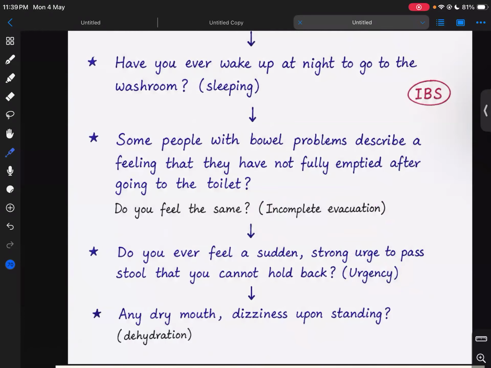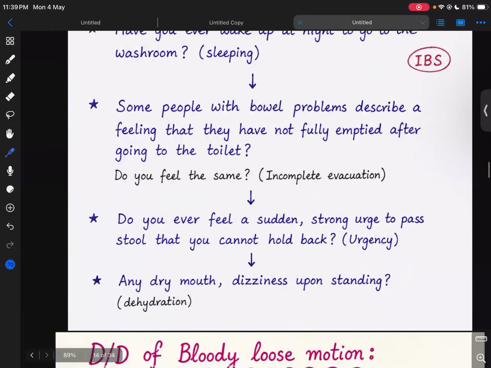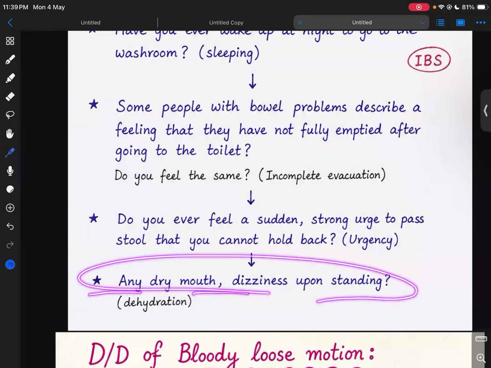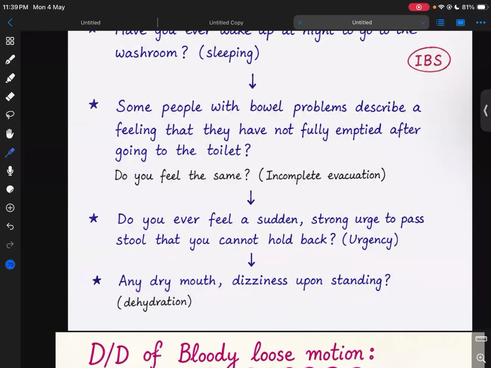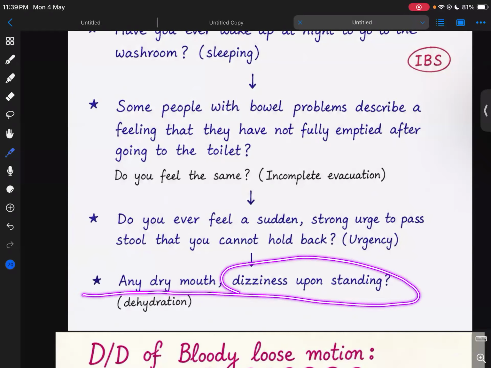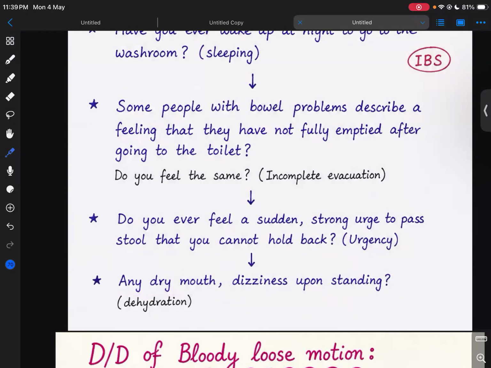Okay. Then for any case of loose motion, like hematemesis or melena, this can cause postural hypotension due to dehydration, due to the volume loss. So we have to ask this question: any dry mouth, dizziness upon standing, to rule out dehydration. If the patient complains that he is having dry mouth, or feeling dizzy upon standing, we have to admit the patient.